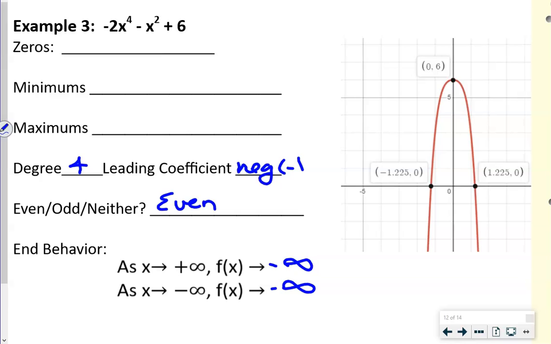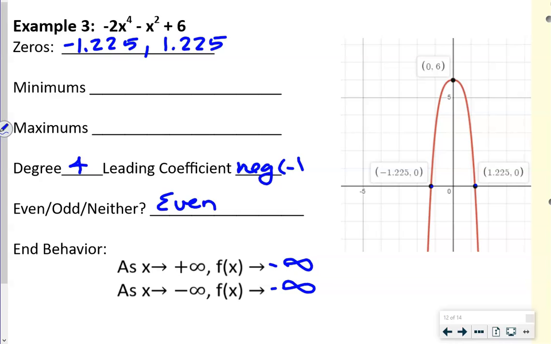Whoa, wait a minute. This is x to the fourth, but it just has one place where it crosses. Y'all notice that? Well, that's because these must appear there twice as answers, okay? So just remember, something can be repeated, and if it's repeated, that's why this is an x to the fourth, and it would actually still have 2 zeros only. So this is negative 1.225 and positive 1.225, okay?